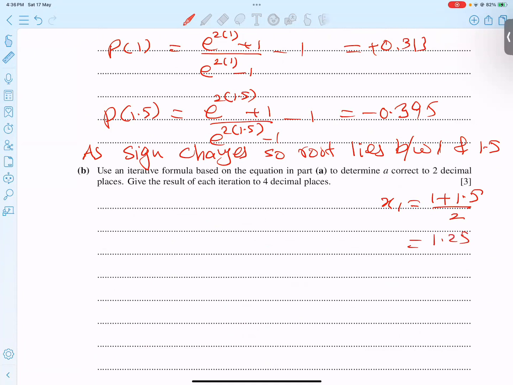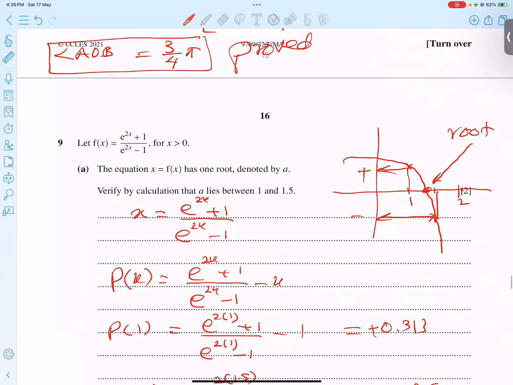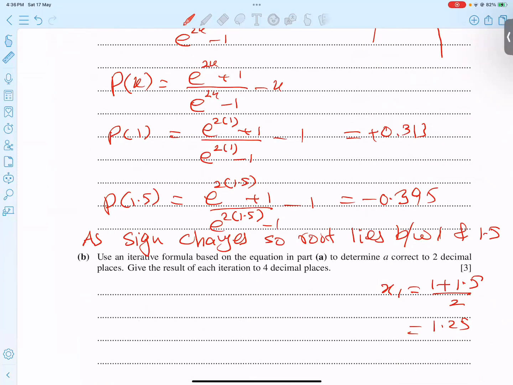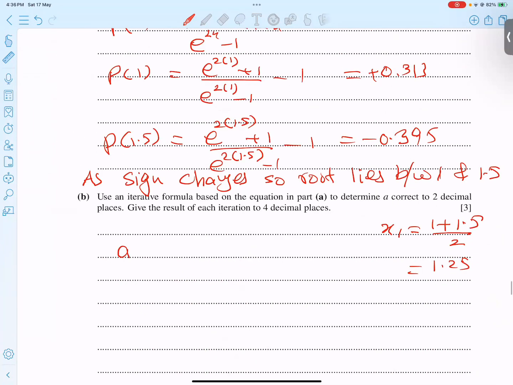I hope the concept is very clear. And now I'm going to use the equation. He said to use the iterative formula based on the equation in part A to determine. So I'm using that iterative formula. I can write A also because our question is denoted by A. So I'm writing a, and I'm writing e to power 2a plus 1 over e to power 2a minus 1. And here I'm writing n plus 1. Here I'm writing a, and here I'm writing a.